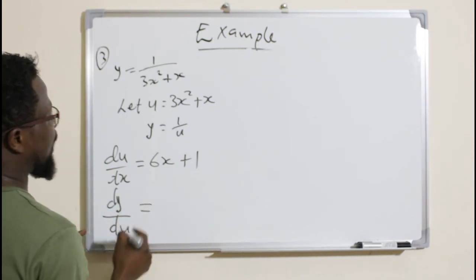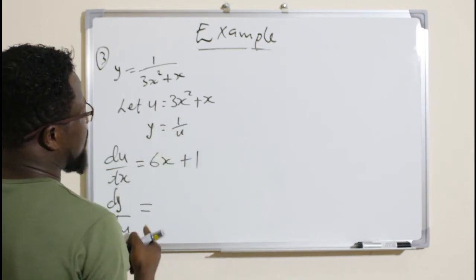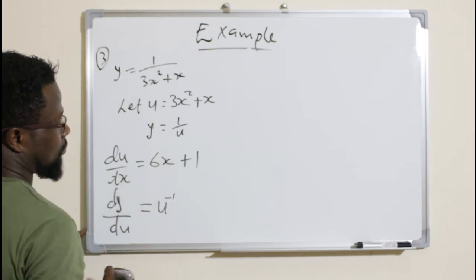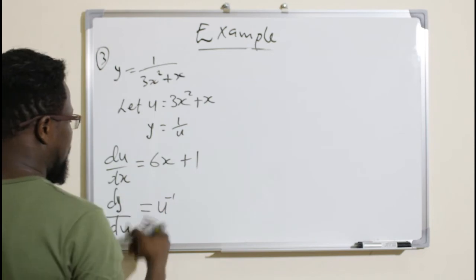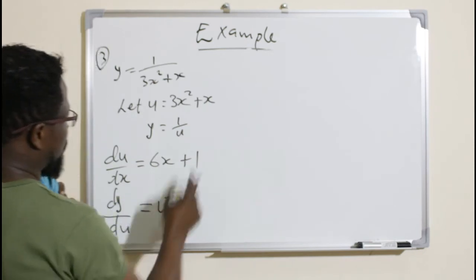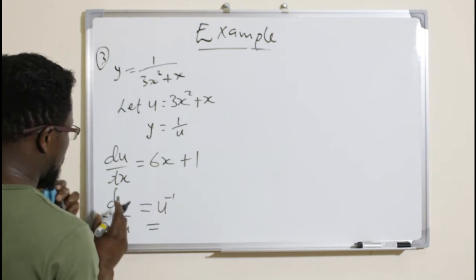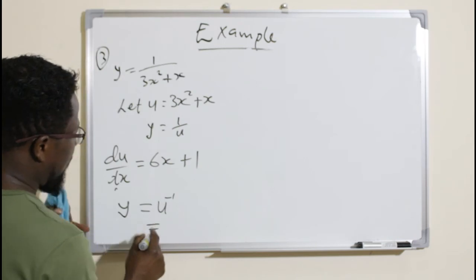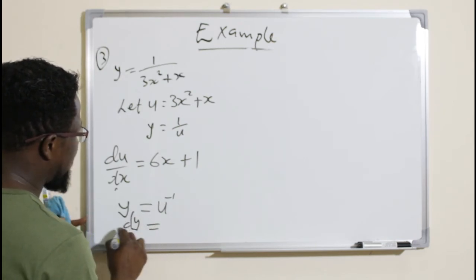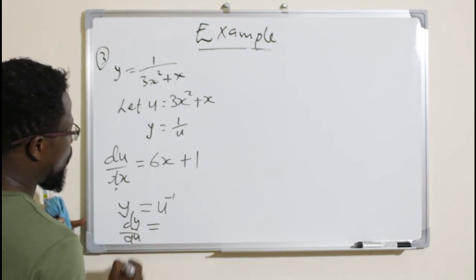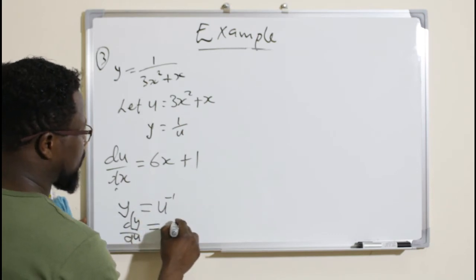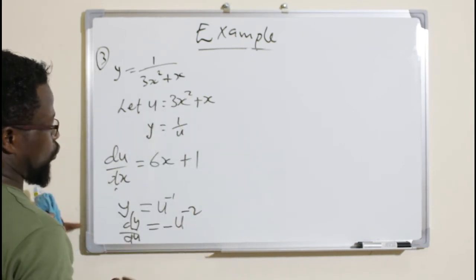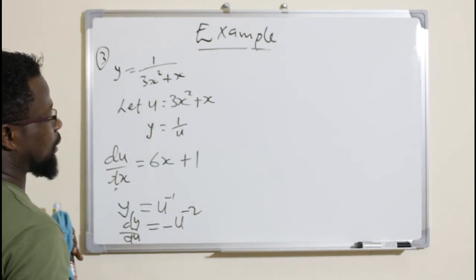The dy/du is now, this is 1 over u. This can be written as u exponent negative 1. So if I have it this way, then the derivative of this function, this is just y, okay. The derivative of y with respect to u is now going to be negative u exponent negative 2.